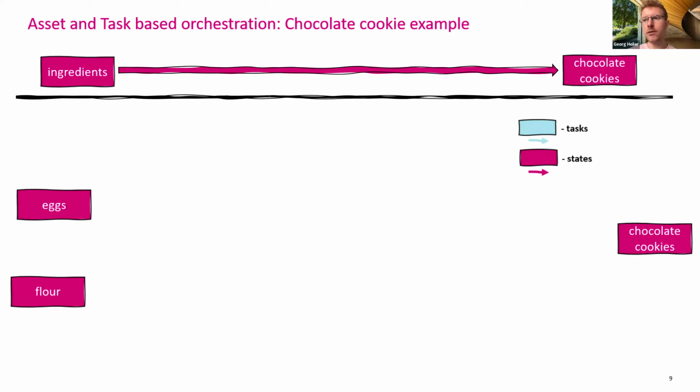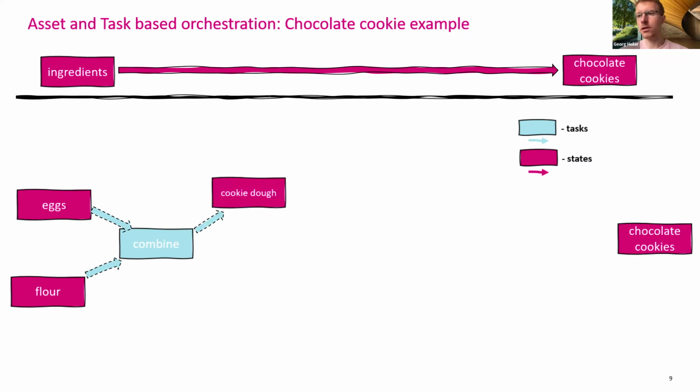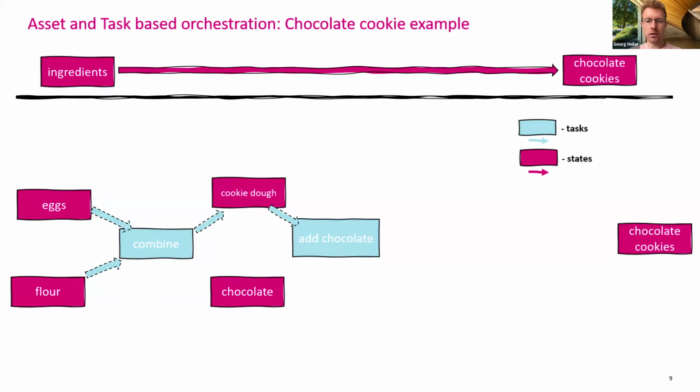And from there, we will showcase in two variations, task-based and state-based, what this means. Task-based is the traditional means how something like perhaps Airflow would have worked. So we would combine the individual items and then have something that is cookie dough, not yet with chocolate. We might add chocolate later to this and then put it into the oven and bake it and eventually have the chocolate cookies.